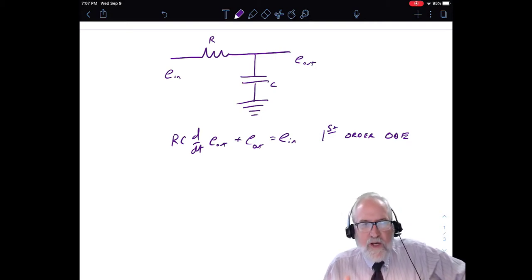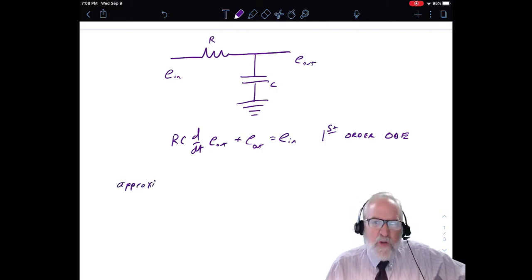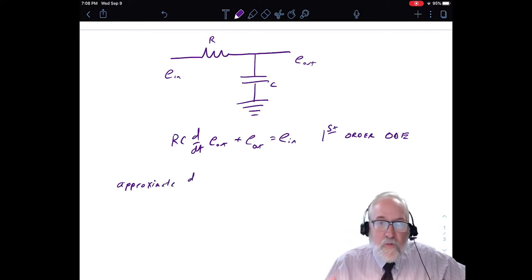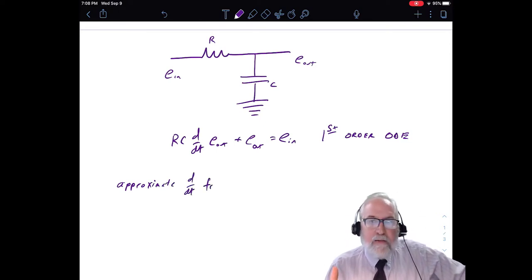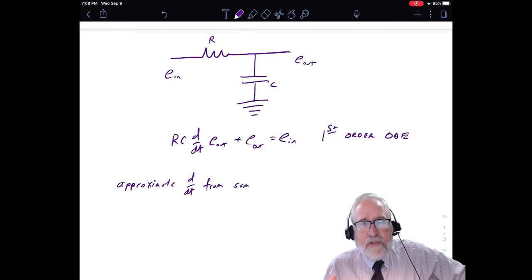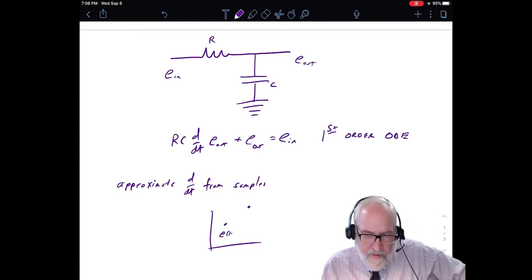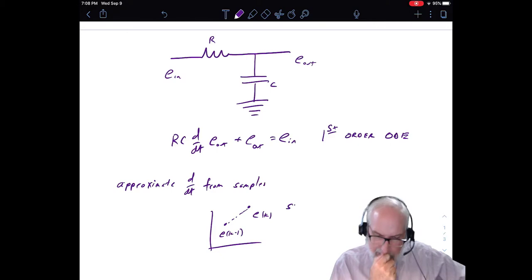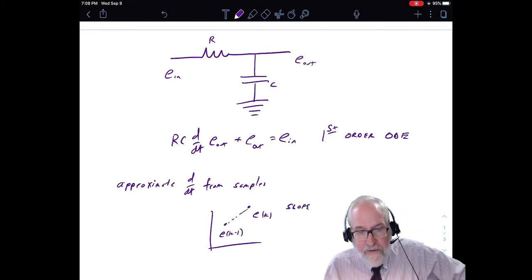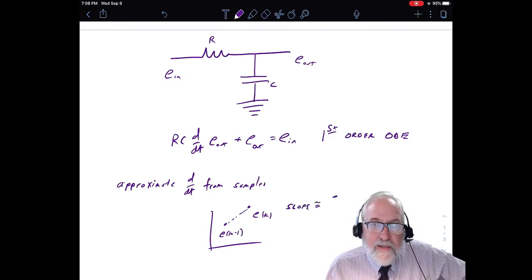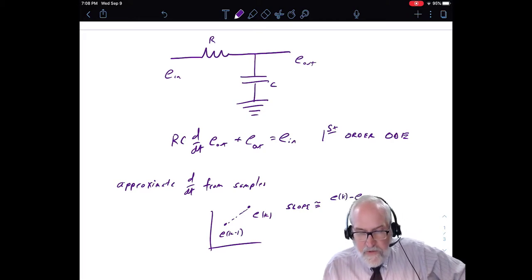What we're interested in is what happens if E in and E out are sampled in time, and what we can do with this equation. One of the things we can do is approximate the derivative using a very simple difference method. In fact, it's the intuitive one we'd expect: if the signal takes on a certain value at k minus 1 and another value at k, we can find the slope of the line that connects them through a very simple equation, which is E at k minus E at k minus 1, divided by the time it took to get there, right?